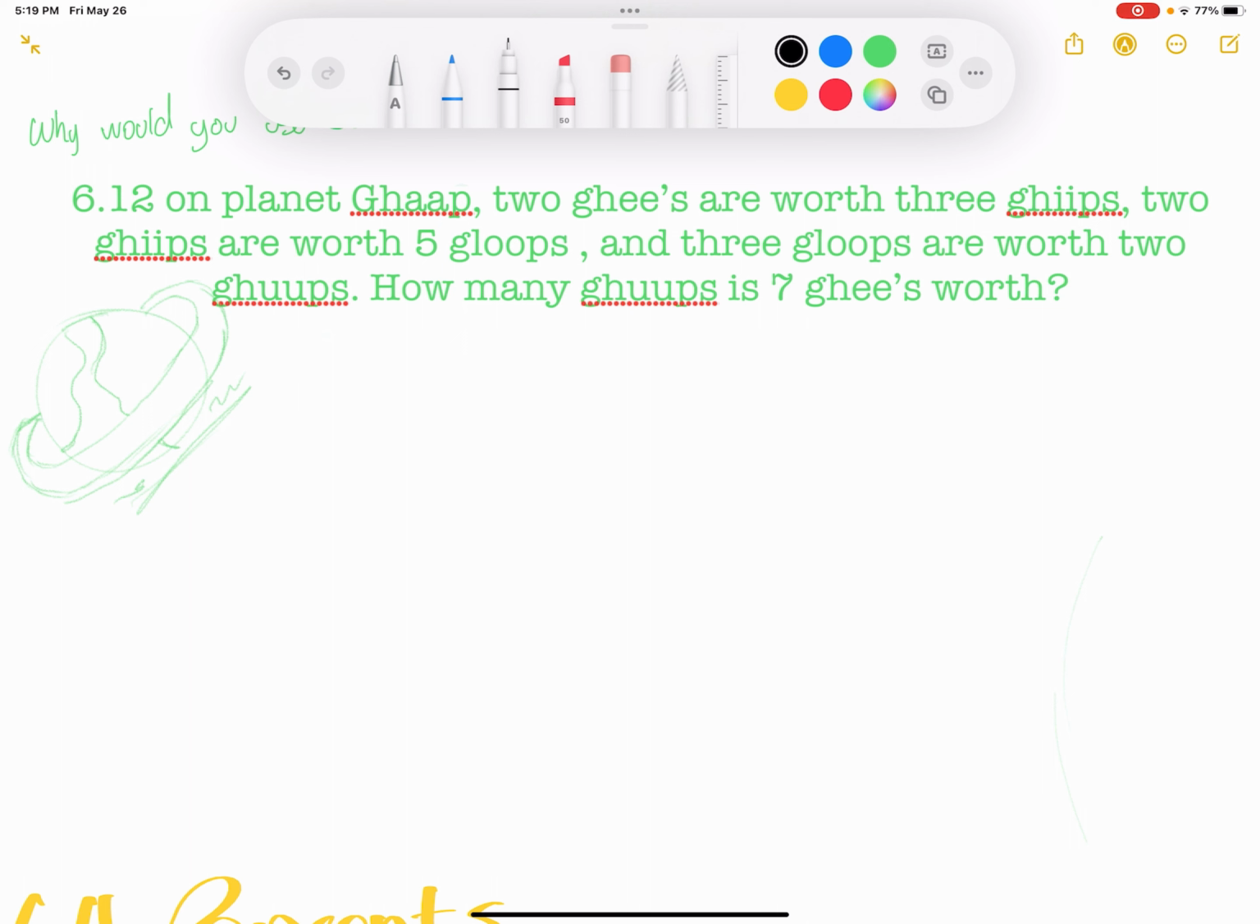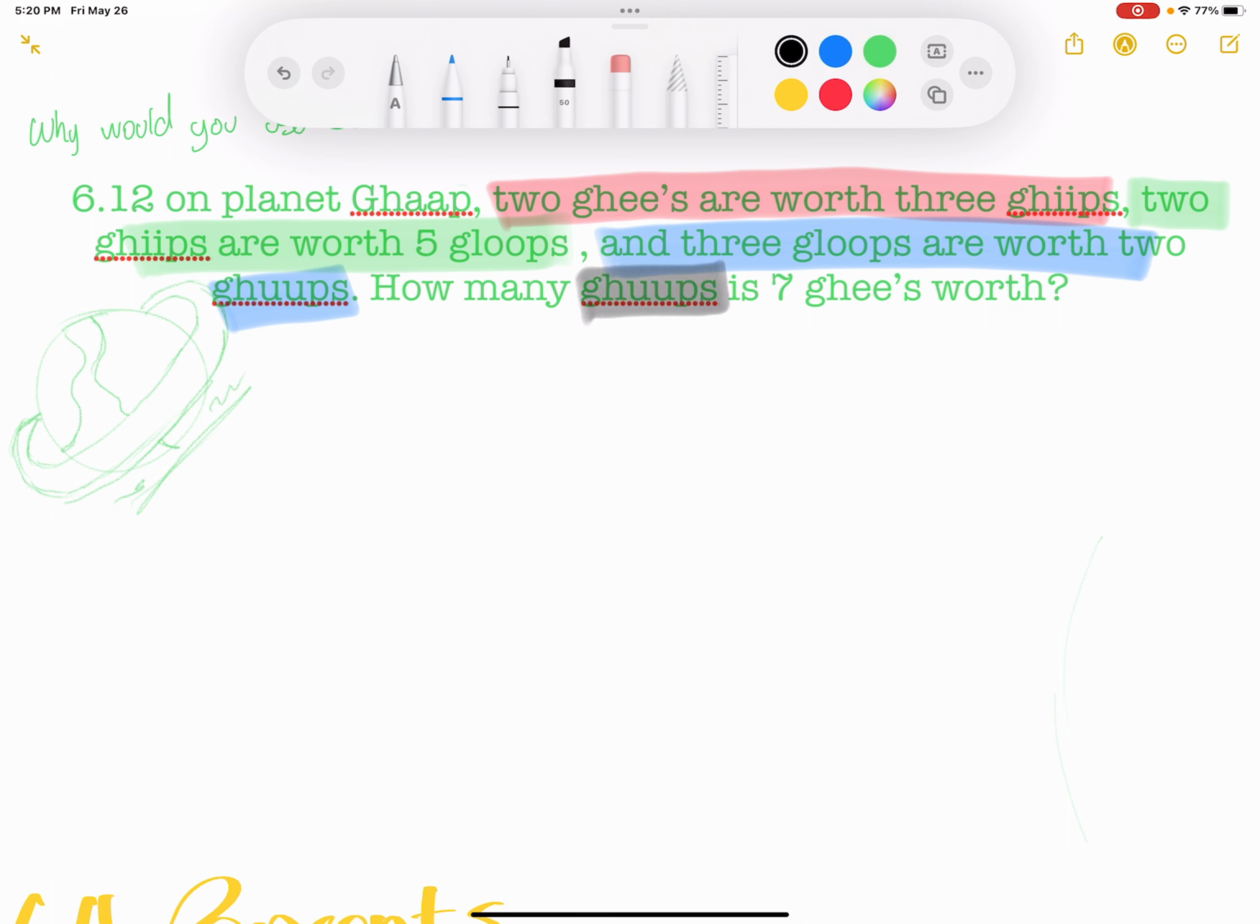So setting up the big equation, the first step is to identify all the conversions. Conversion 1, 2 gees are worth 3 gips. Conversion 2, 2 gips are worth 5 gloops. Conversion 3, 3 gloops are worth 2 gups. And the question: how many gups is 7 gees worth? Okay, let's put that down. 7 gees equals gups. Now we're going to write down all the conversion factors.